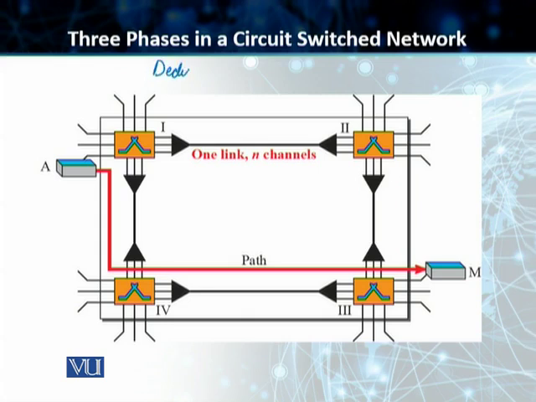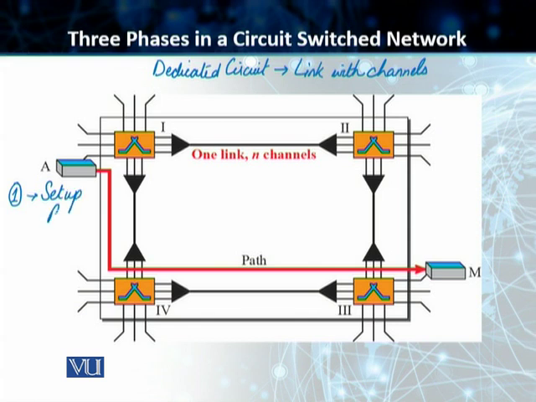You will need to have a dedicated circuit, which is nothing but a link with channels on it. So students, the end systems in this particular case, A and M, are normally connected through these dedicated channels. Students, when system A needs to connect to system M, it sends a setup request. So the first message from A to M is going to be a setup request.